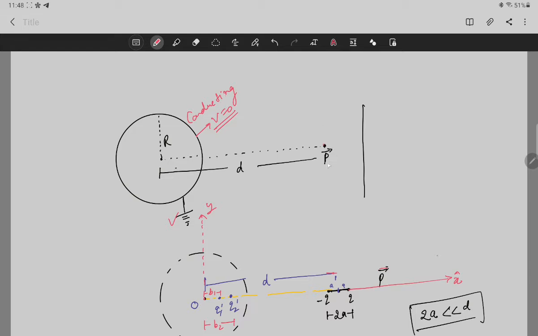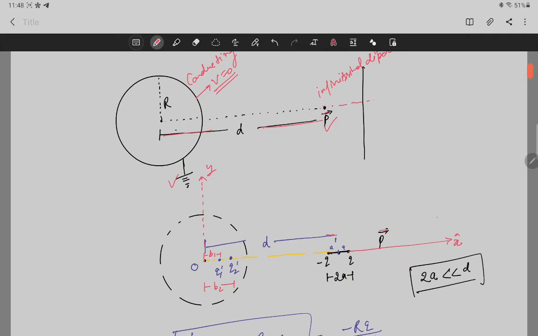Okay, this is the point dipole, where the dipole moment P is given. This is an infinitesimal dipole, meaning a very small dipole, and the direction of this dipole is along the radial direction of the sphere, at a distance d. Now the question asked is: what will be the image dipole of this dipole?